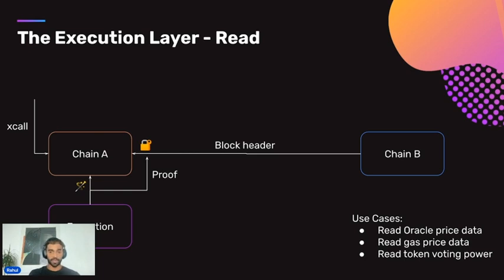So other ways this would be useful: read gas price data, read token voting power as well. That's a cool one, right? Because you can basically read what your VE token balance or whatever is at any kind of snapshot in time after you've received the root on the chain that you have your DAO on, for example.